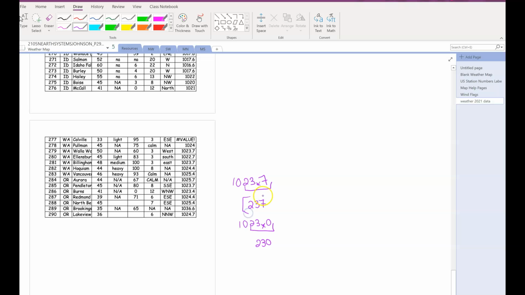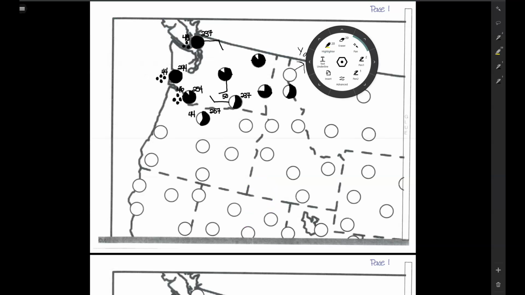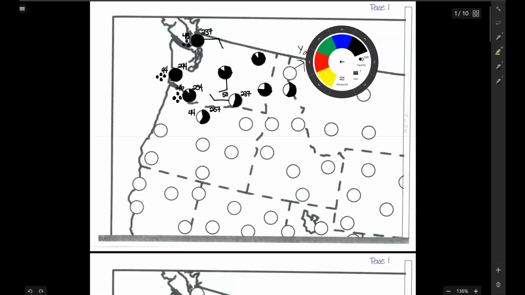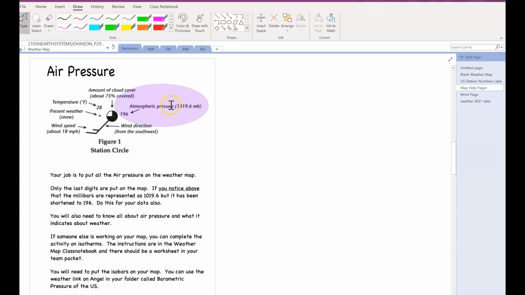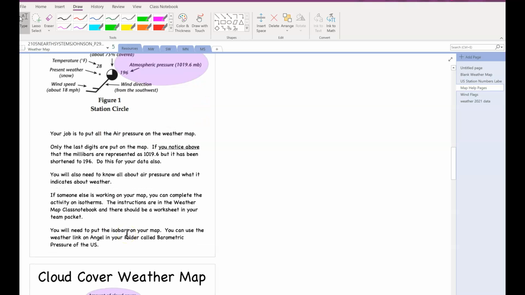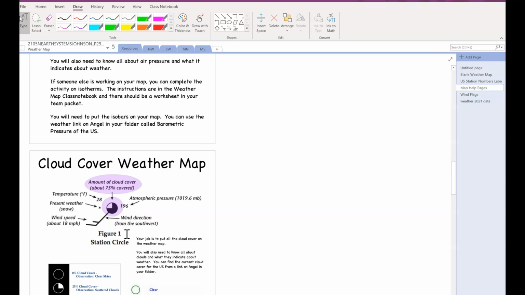So we're going to put on our air pressure for Pendleton on our weather map. We're going to go to the upper right-hand quadrant and put in our reading for the pressure. The pressure always goes in the upper right-hand corner. Okay, so let's go back to our help pages. If you forget what you're doing, remember that you have these help pages and it explains how to do it, so that if you get lost or forget, you'll have these pages to refer back to.